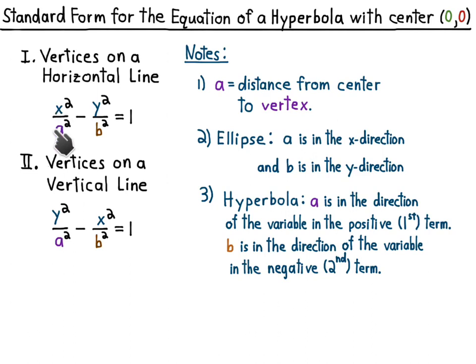Here, a would go left and right from the center, and b would go up and down from the center. See? And the vertex would be this way or this way. So you need to know the asymptotes. A lot of people have trouble with the asymptotes. It's not as hard as it seems.